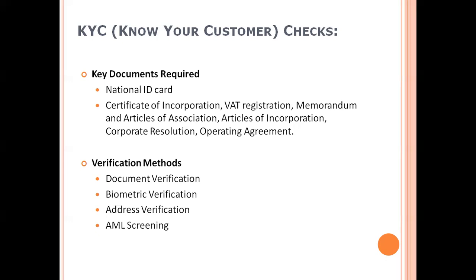Now address verification, cross-checking provided addresses with a utility bill, like any electricity bill, rental agreement, or any other official document. And finally, anti-money laundering screening, which is basically where customers are screened against international and local sanctions lists. Local sanction lists, please note down.